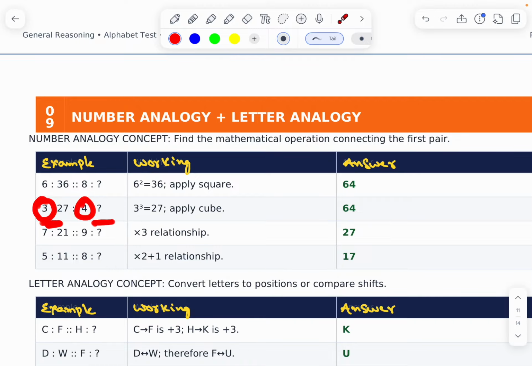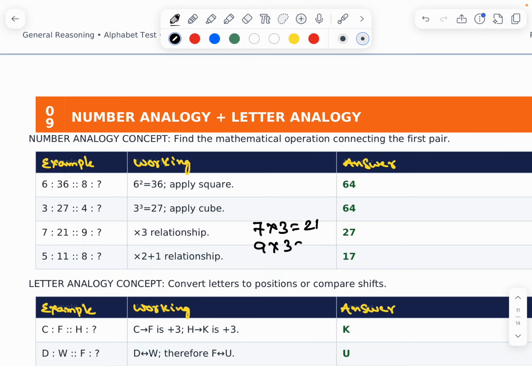3, 27, 4, what is the next value? 3 cube, 27. 4 cube, 64. Next value, 7, 21. You can think of many more types. 7 into 3, 21. 9 into 3, 27. This is the answer.